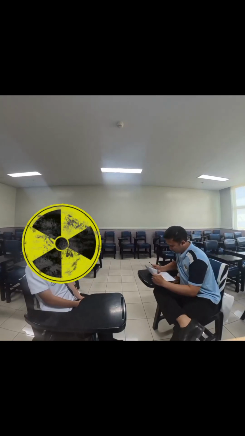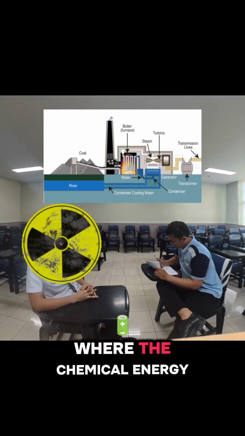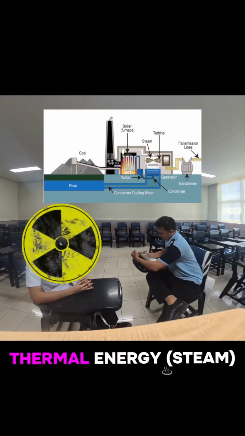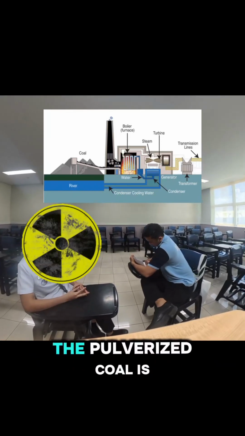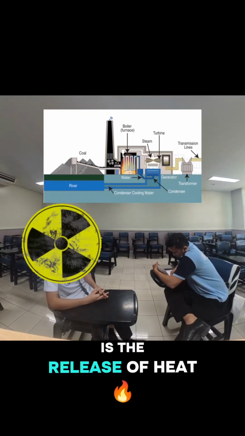The flow of the X-ray imaging circuit begins at the power plant, where the chemical energy of coal is converted into thermal energy. This happens when pulverized coal is burned in a furnace. It produces combustion, which is the release of heat.